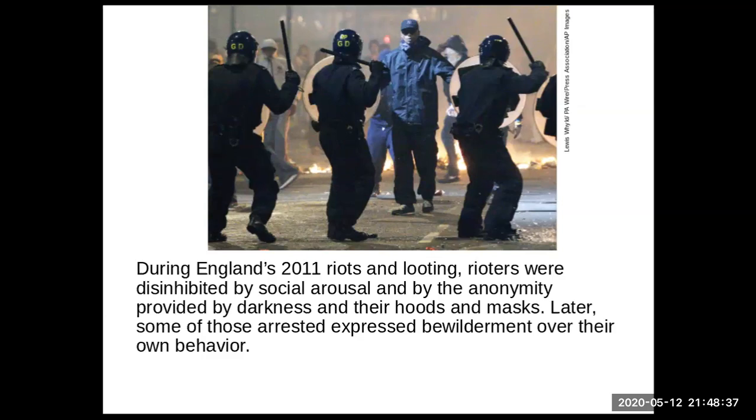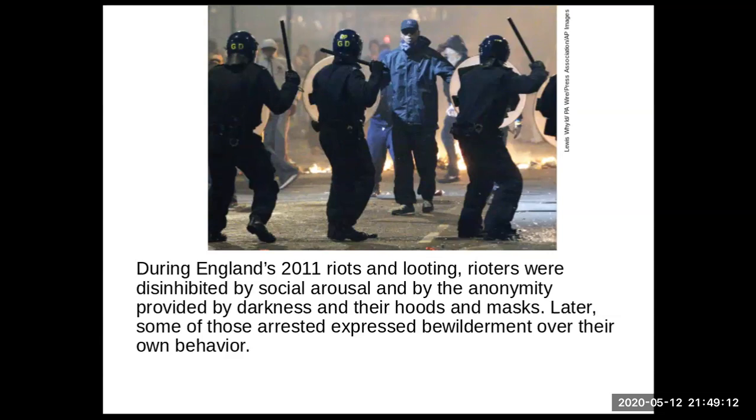Now, I used this word disinhibited before when we talked about alcohol and its effects, right? So inhibition is your inner voice telling you, maybe I don't want to sing karaoke because I'm not that good, or maybe I shouldn't do this because it's against the law. Well, this idea of social arousal, everybody else running and rushing towards something, emotional arousal, so your emotions are going crazy, and anonymity, right? You're just part of the group. You're not yourself. You're just part of this rushing, crazy mob of looters and rioters.